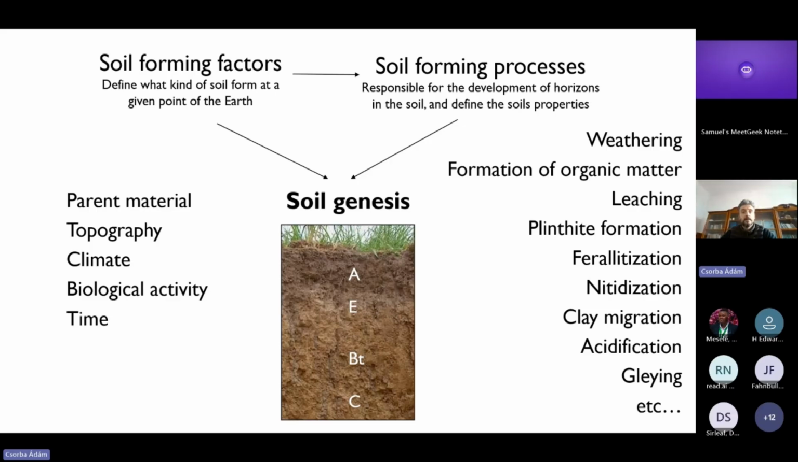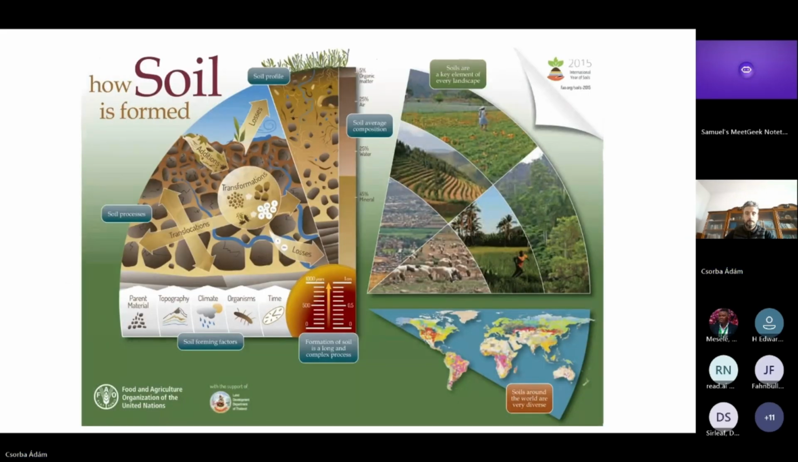Why? Because the soil forming factors drive the so-called soil forming processes. Soil forming processes are basically those processes that take place within the soil. These are the processes that are responsible for the development of horizons in the soil and define the soil properties. On the right side, you can see some examples of soil forming processes.